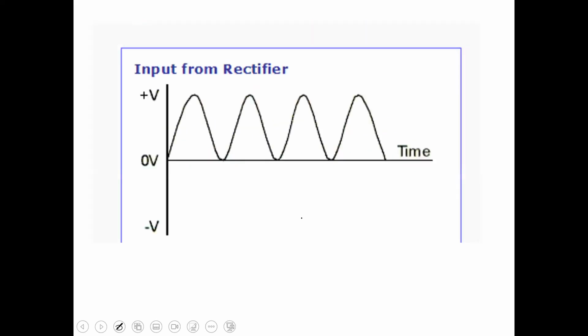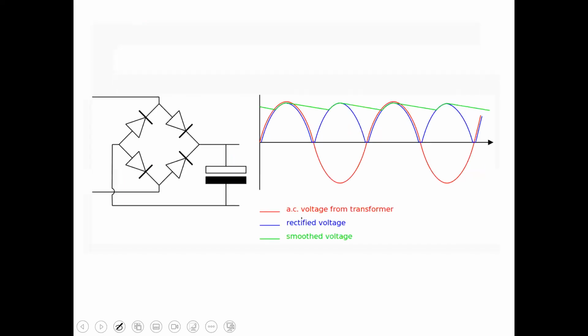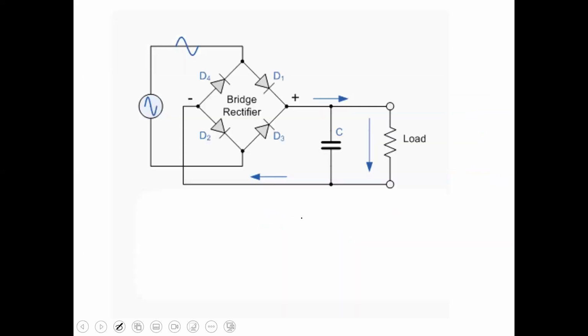This is called half wave rectified DC. The output is half wave rectified DC. This is the current. And using 4 diodes, you will get half wave rectified DC, and then this is a circuit.